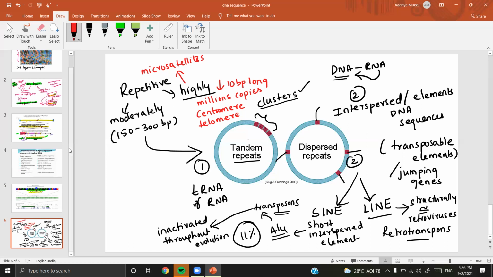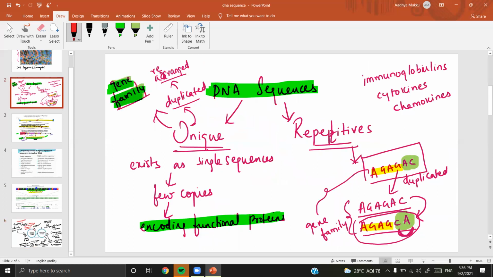I hope, children, you have understood how DNA sequences are arranged in the eukaryotic cell. They may be unique, with only a few copies, or they may be present as gene families encoding functional proteins, or they may be present as repetitive DNAs, either as tandem repeats or interspersed repeats, or even as highly repetitive sequences in millions of copies in the telomeres and centromeres.